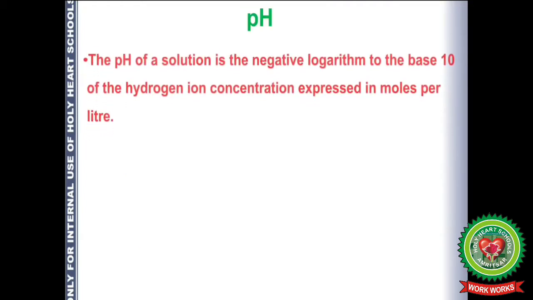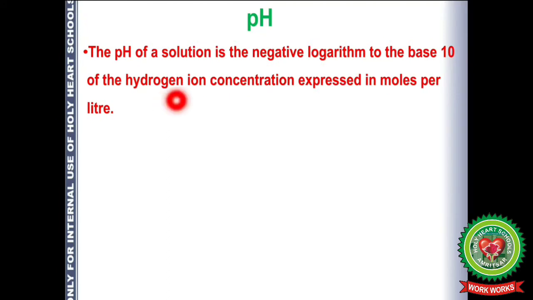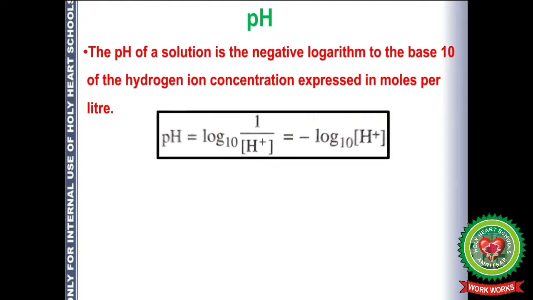But how are we going to define it? The pH of a solution is the negative logarithm to the base 10 of the hydrogen ion concentration expressed in moles per liter. So let us consider the formula of it. pH equals log to the base 10 of 1 upon H positive ion concentration. If we do not write it in a fraction form, we can also put a negative sign in front of the log to the base 10 and represent the formula in this manner as well.